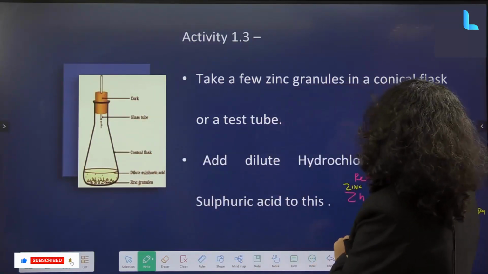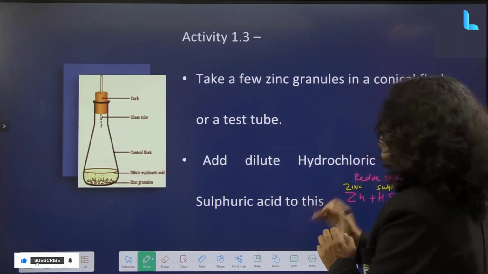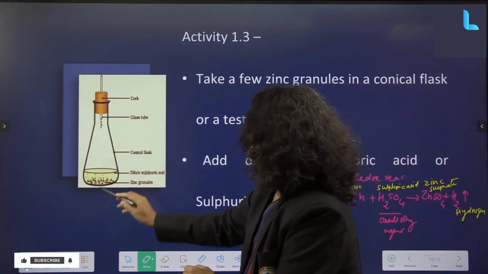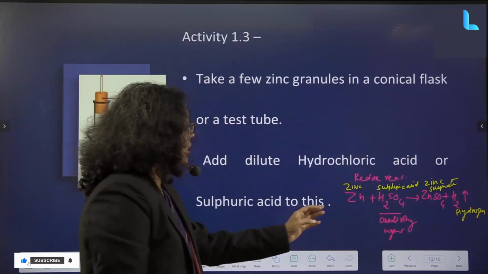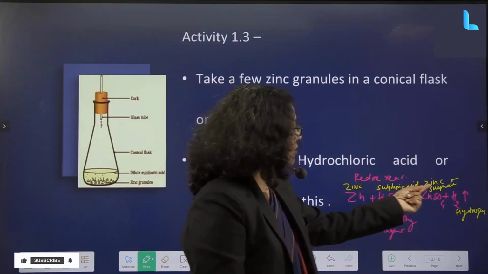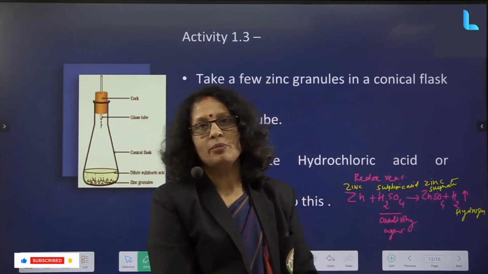So take a few zinc granules in a conical flask or a test tube. Add dilute hydrochloric acid or sulfuric acid. What did we observe here? Here we have taken zinc granules and added sulfuric acid or HCl. So let's see the reaction. When zinc reacts with sulfuric acid, we get zinc sulfate, and hydrogen gas is liberated.